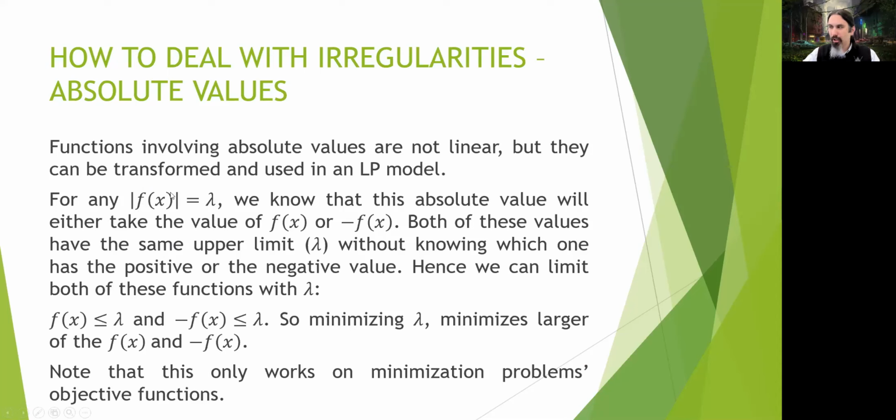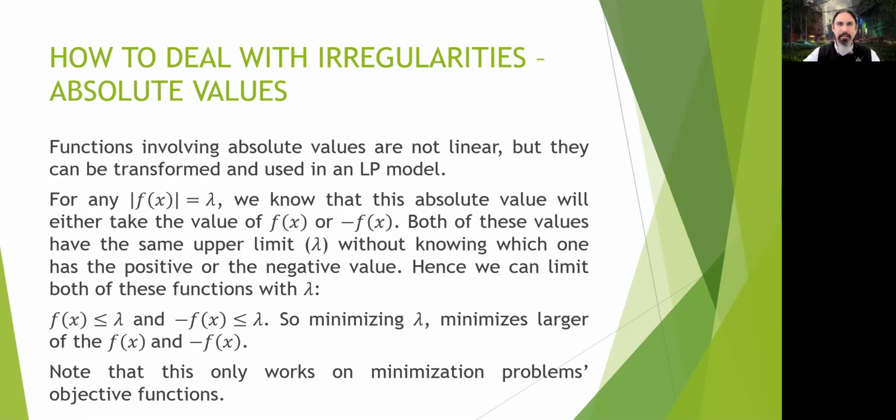It doesn't really matter. If f(x) is equal to lambda, then we know that both f(x) or minus f(x), one of them is the maximized value, the bigger value, because if f(x) is minus 10, then it's 10. If it's 10, it's 10 again.